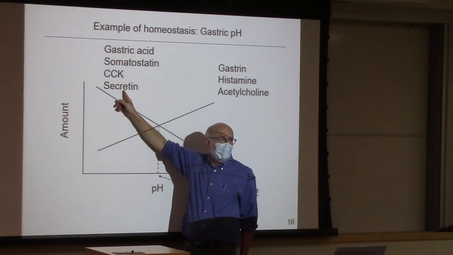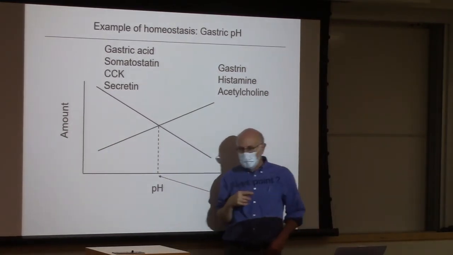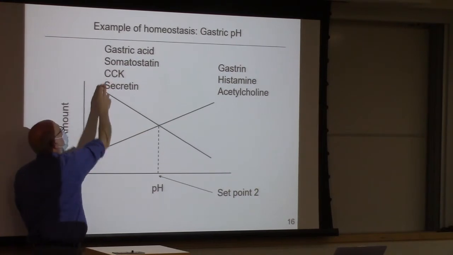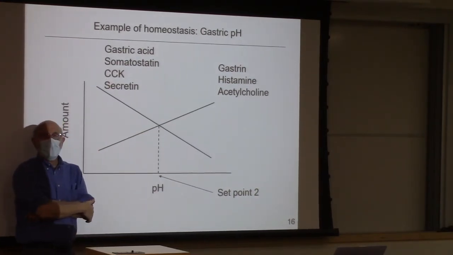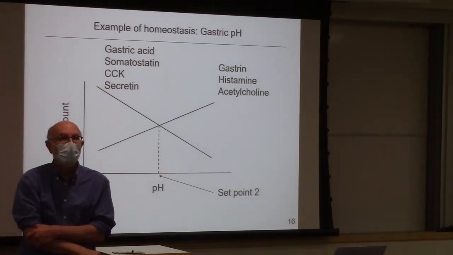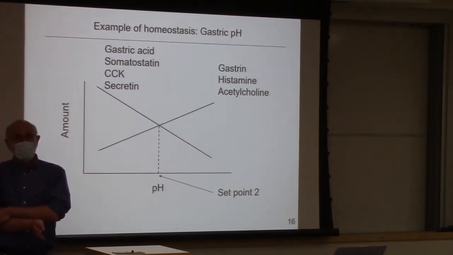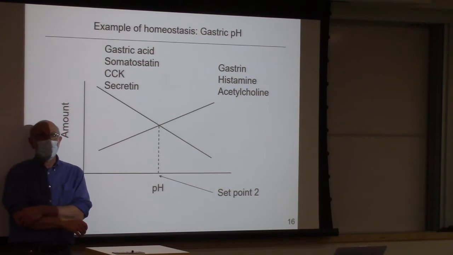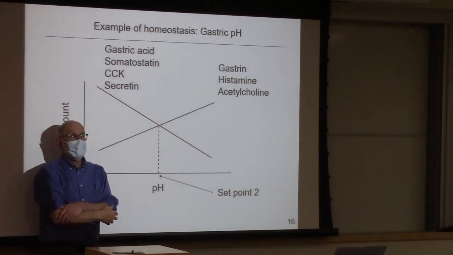CCK and secretin are mostly, so we could do this in pretty much detail. CCK and secretin, where are they secreted from? Well, let's do it one step at a time. What cell types cause the secretion of CCK and secretin? Those are the cells that respond to CCK and secretin. What are the cells that release CCK and secretin? They're hormones, so these have to be endocrine cells. These are endocrine cells in the duodenum.